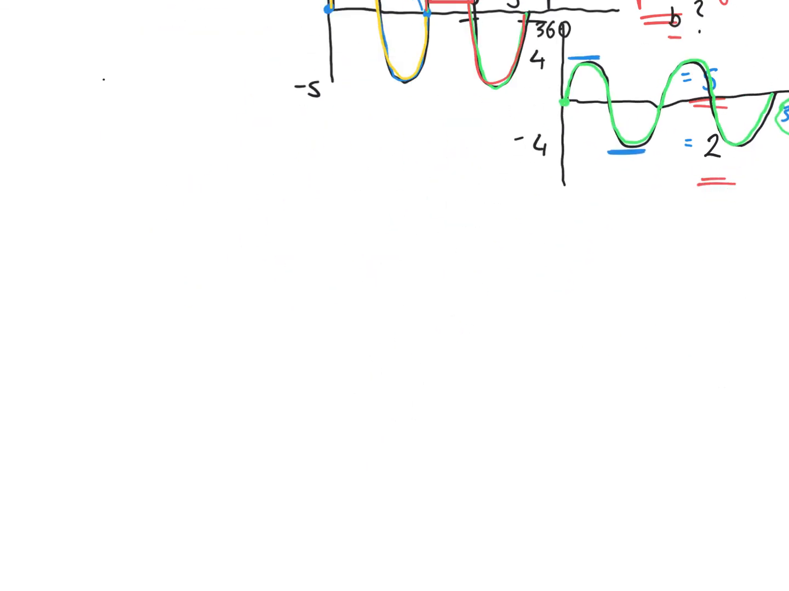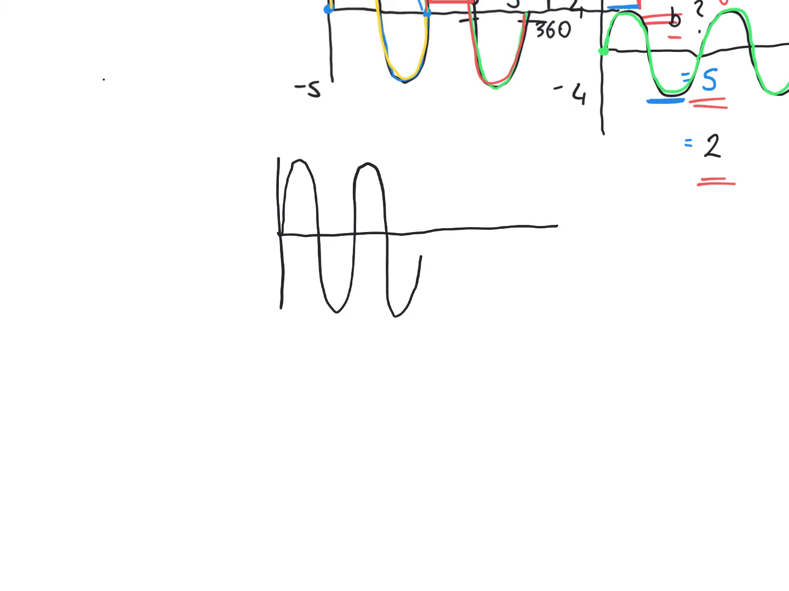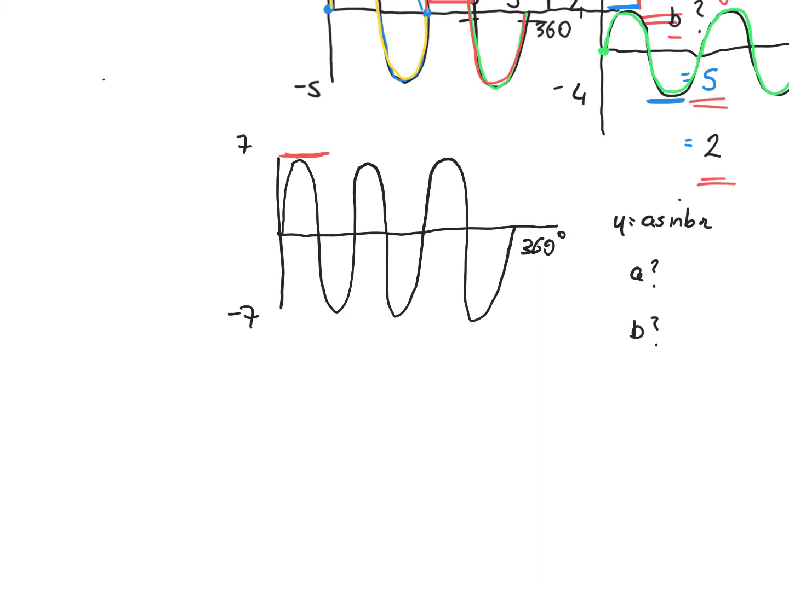Let's try a third example. The curve is of the form a sine bx, and again, same as before, we need to find a and b. What's a and b again? a is the amplitude, that's half of the total vertical height. So it goes up to 7, down to -7, that's 14. Half that to get the amplitude, and that's 7.